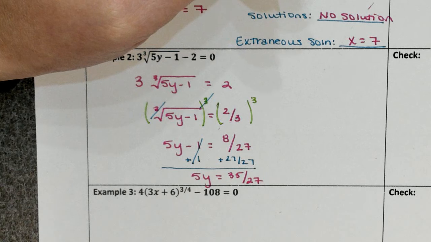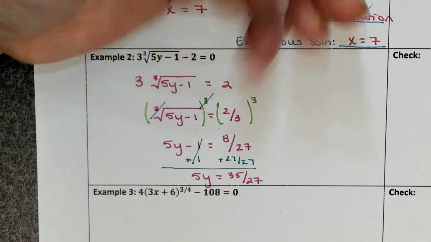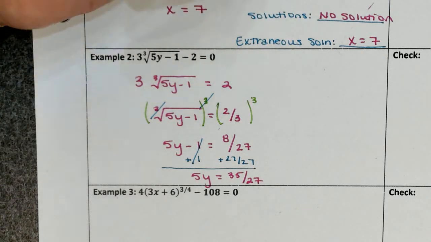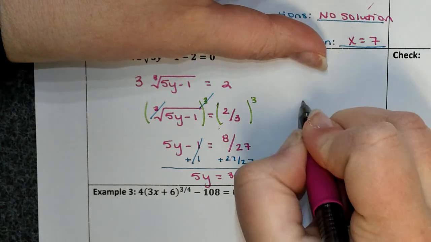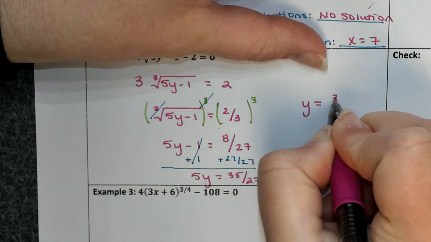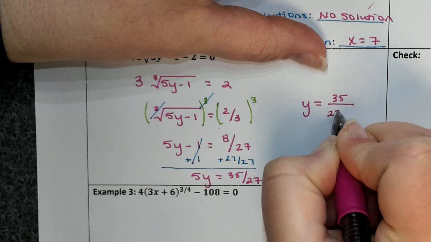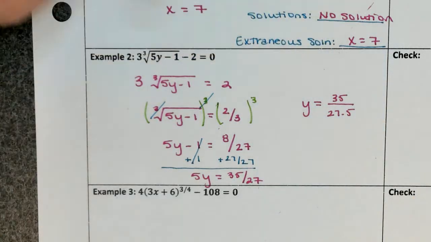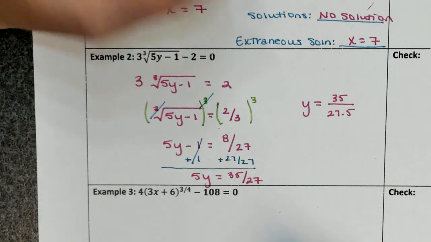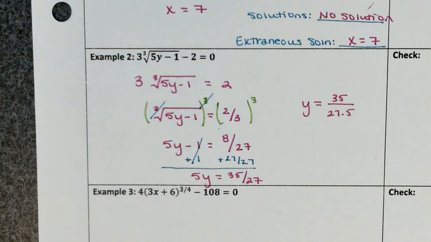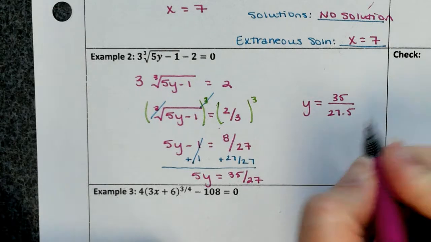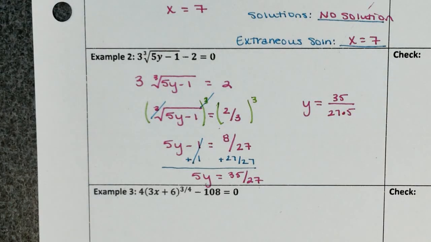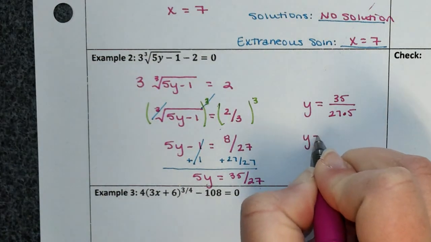What comes next? Divide both sides by 5. If you're dividing, it just goes in the denominator. So when I divide by 5, I'm just going to have 35 over 27 times 5. I divided this also by 5. Not only am I dividing by 27, I'm also dividing by 5. That's times. So 27 times 5. 135. Thank you.